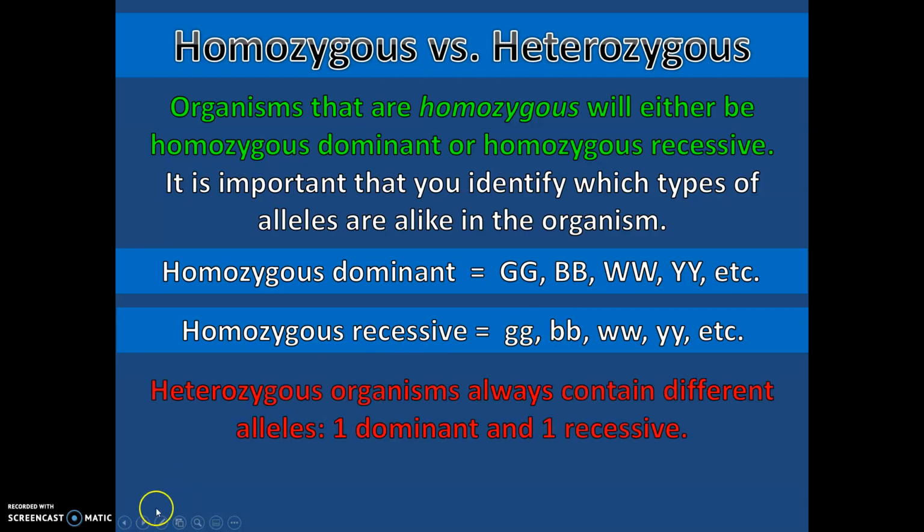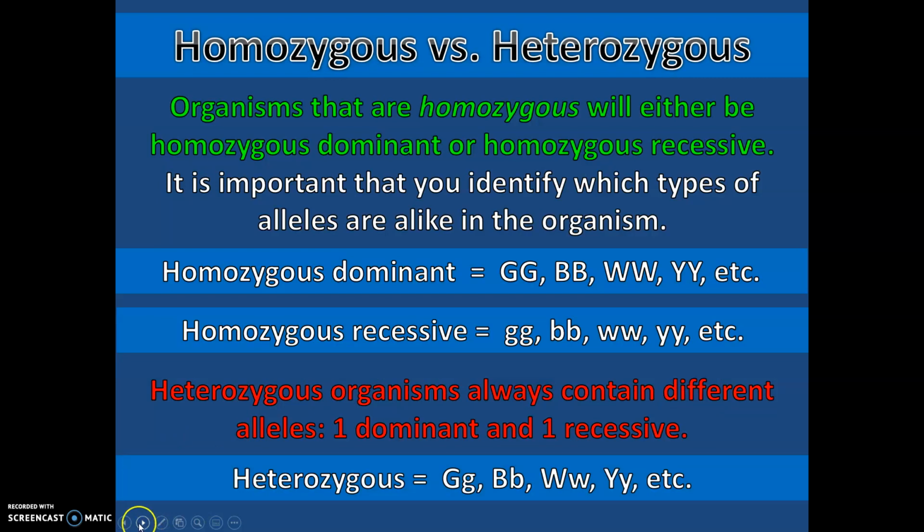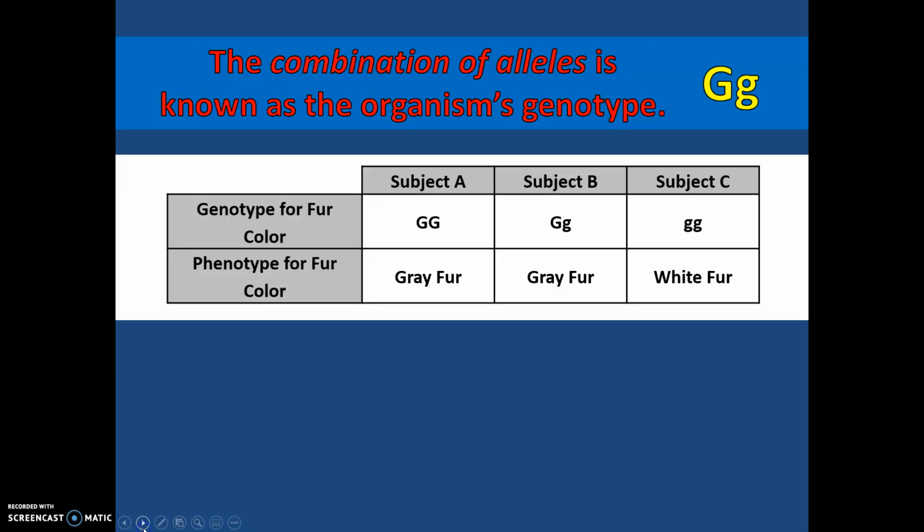And then we have heterozygous. Heterozygous organisms will contain different alleles, 1 dominant and 1 recessive. So we'll have a capital and a lowercase, so capital G, lowercase g. The combination of alleles is known as the organism's genotype. So here the genotype would be capital G, lowercase g, or the dominant and recessive. That's the genotype, the letters.